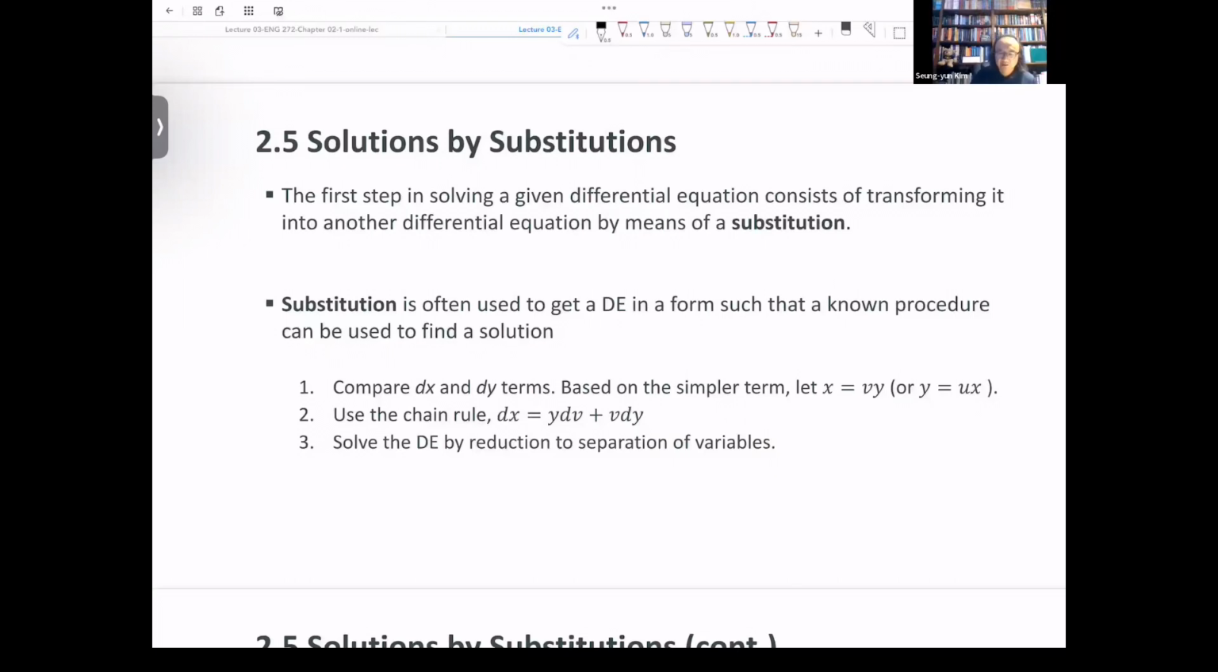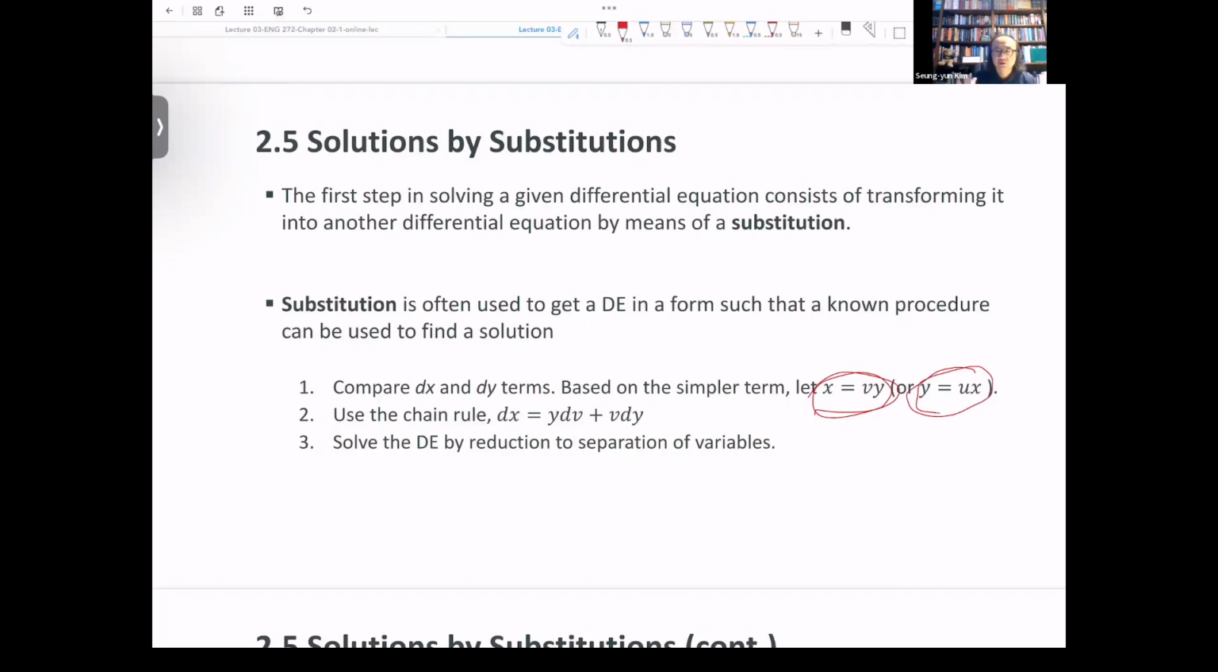So the next section is going to be solutions by substitution. In this section, we're going to learn a technique to substitute some variables so that we can have simpler differential equations. And we're going to talk about two different approaches. The first one is to let x equals vy or y equals ux. And the second one is called Bernoulli's substitution.